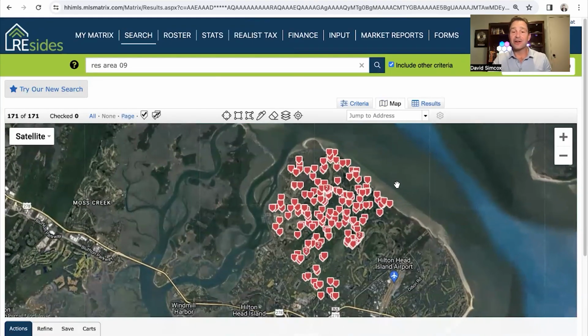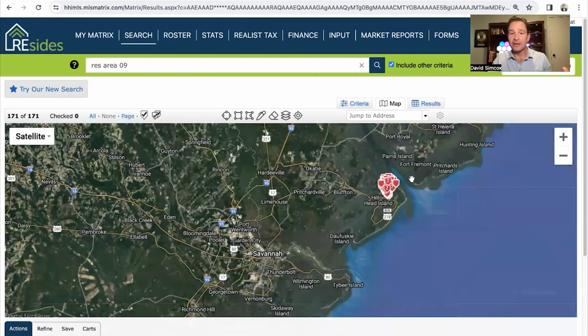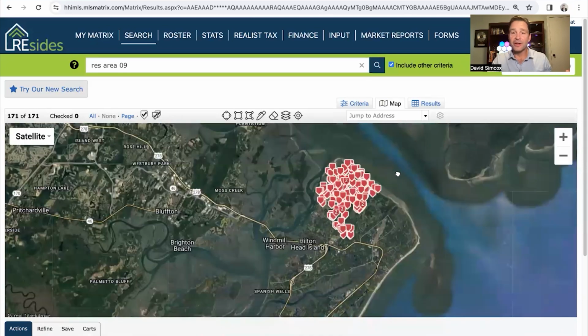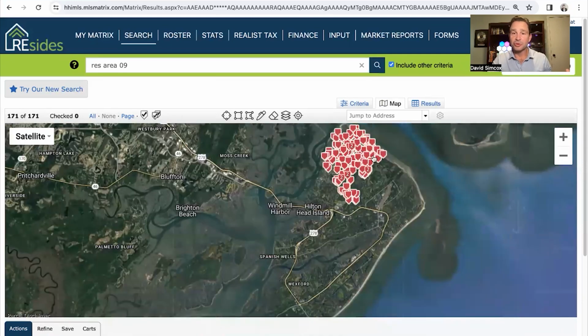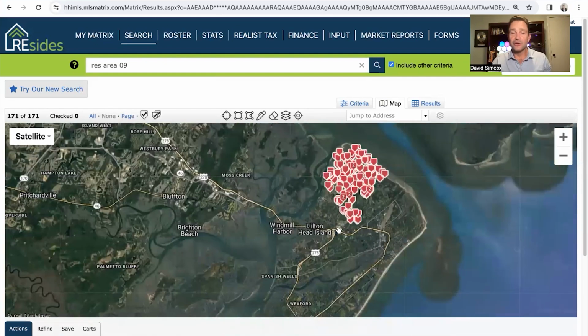I have done an entire video on this neighborhood. So if you want to watch that, you can, and you can learn about all the amenities and all the lifestyle. But if I zoom out here, you can kind of get a feel for where this is at. A lot of people will say that Hilton Head Island is in the shape of a shoe, and this is like the heel of the shoe, and this is like the toe of the shoe. So you can see Hilton Head Plantation is up here kind of by what I would consider the ankle.